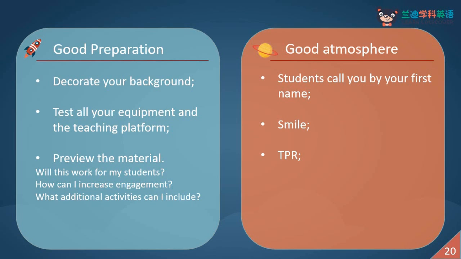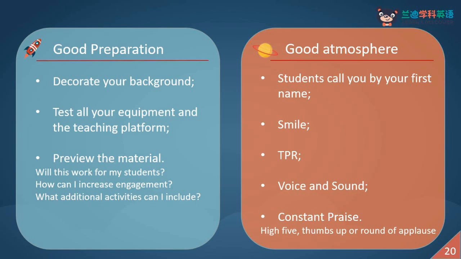Use lots of TPR in your class, especially with the little kids. Change your intonation throughout class. Use sounds when possible to increase engagement. For example, animal sounds or crying. Give your students constant praise to help build up their confidence to speak and take part in the class activities. High fives, thumbs up, or a round of applause are some classics that students will love.